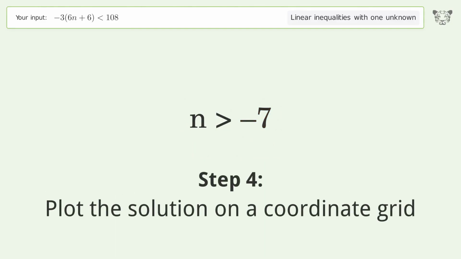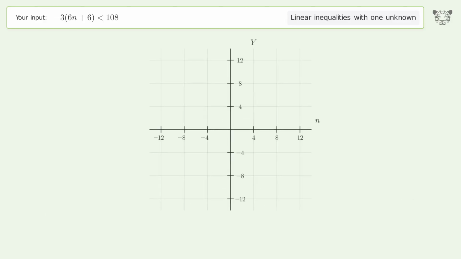Plot the solution on a coordinate grid. And so the final result is n greater than -7.